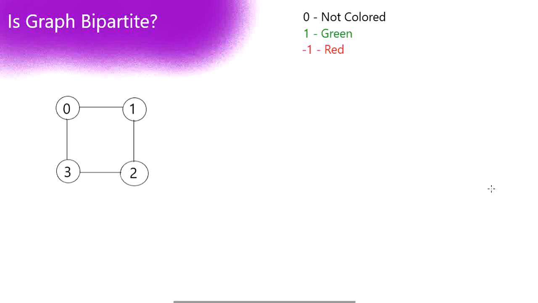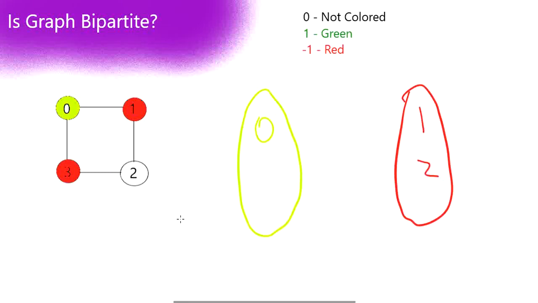So let's start with our node 0. Once I visit node 0, I'm going to mark it with green color. I have now marked my 0 with green. Once it enters the green set, I'm going to color its connections red, because if two nodes are connected, they can't be in the same set. So I'm coloring 1 and 3 red. Now our red group has 1 and 3.